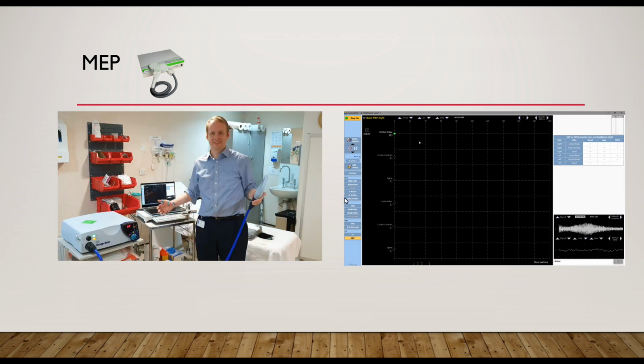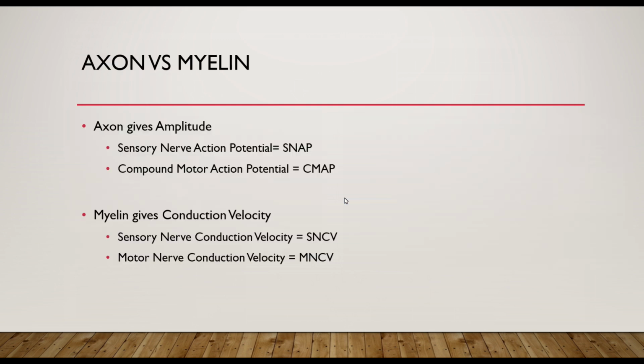Now we're going to go through a little bit of terminology here. In terms of our studies, our sensory nerve action potentials, we call those SNAPs, and for our compound motor action potentials, we call those CMAPs. So the axons give us the amplitude of any of these responses for sensorimotor. Our myelin is responsible for ensuring our conduction velocities. So for the sensory nerves, those are the sensory nerve conduction velocities, and for the motor nerves, they are the motor nerve conduction velocities.